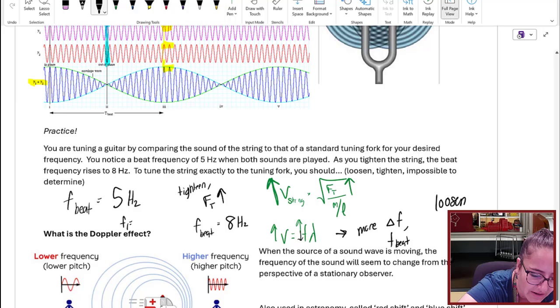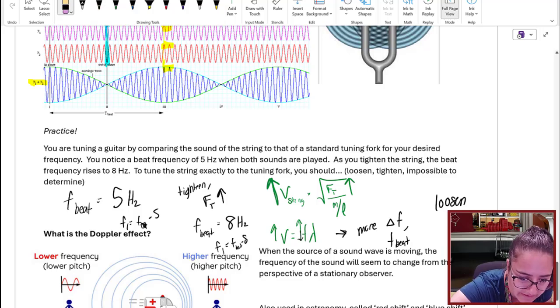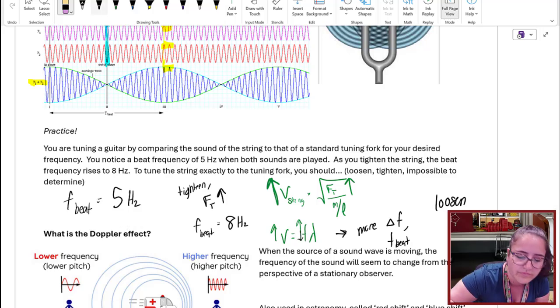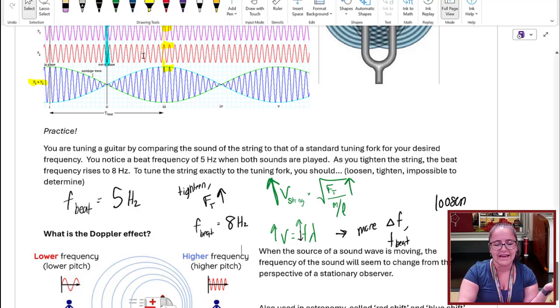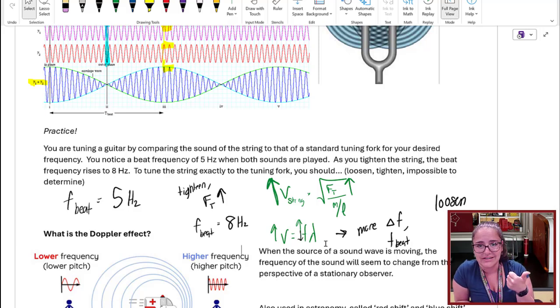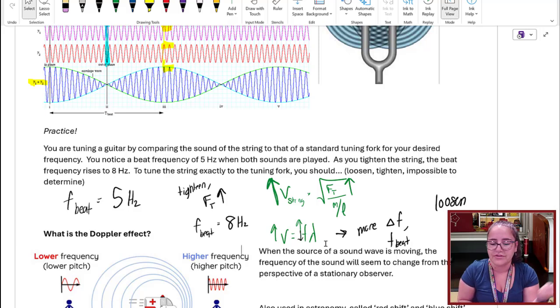Okay, so if F1 is our F beat minus 5, and then here we have F1 is going to be F beat, or 8, minus F2. I'm making it harder than it needs to be. You guys got it. You tightened it. It made the problem worse, so we need to loosen it and make the problem go the other way, because tightening that increases that frequency. We want the frequency to be lower so we get less of a beat. Those frequencies are closer together.